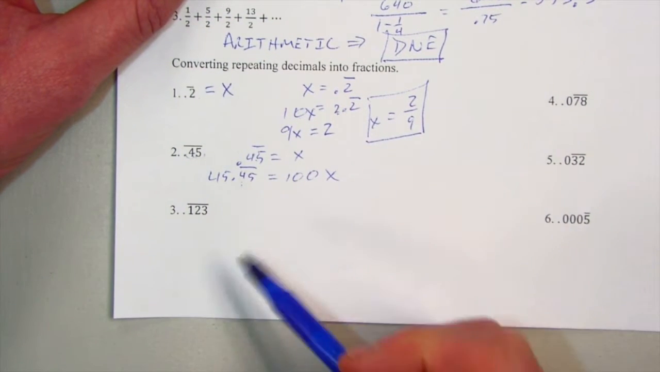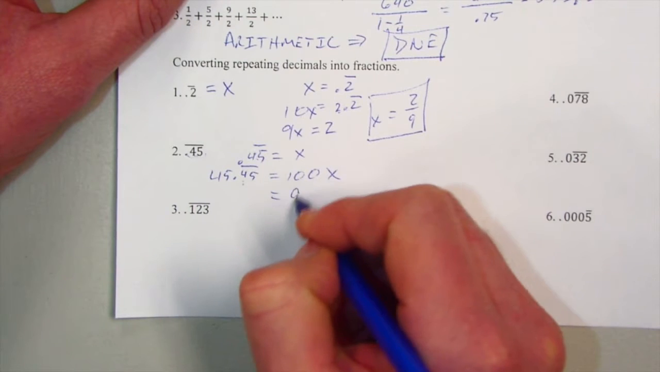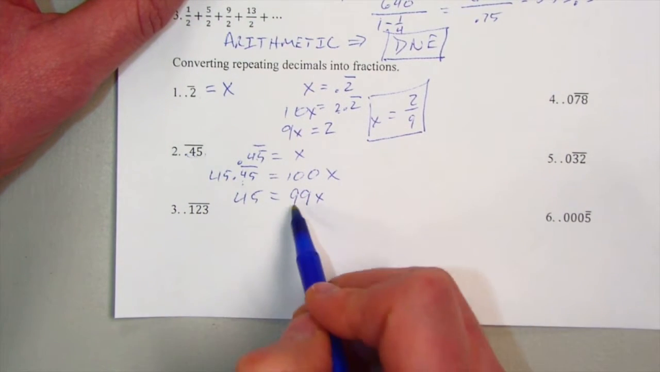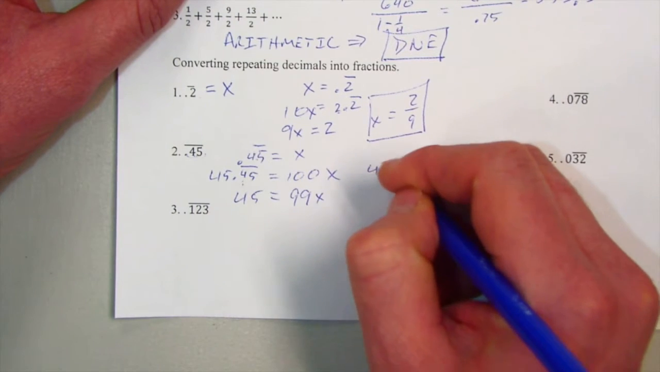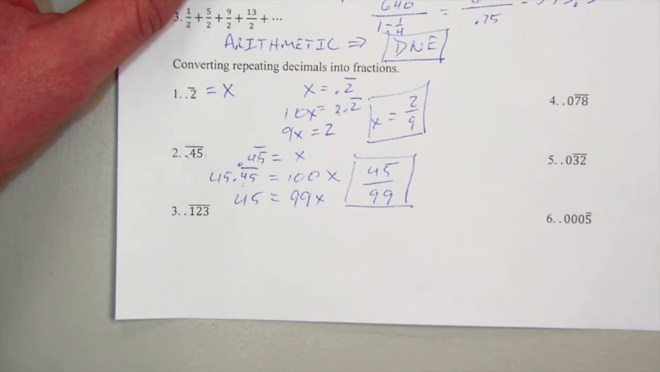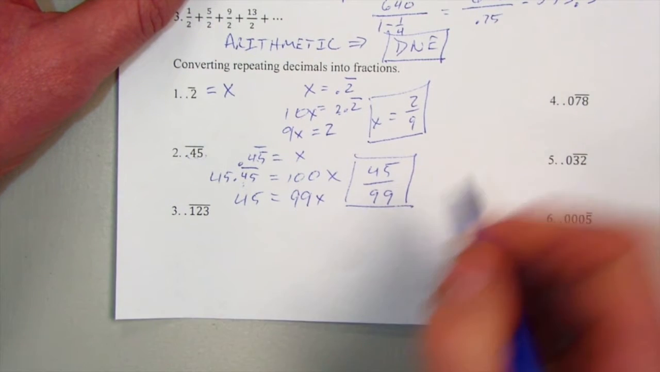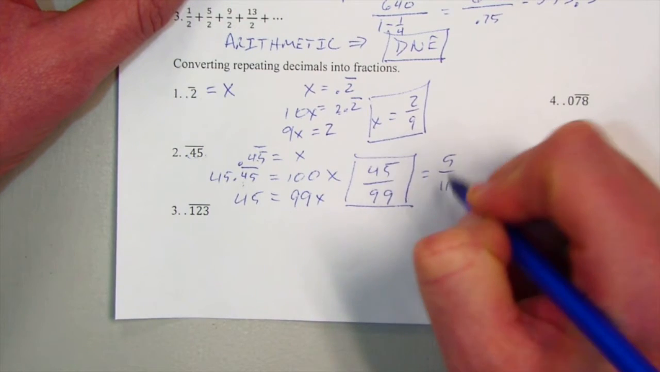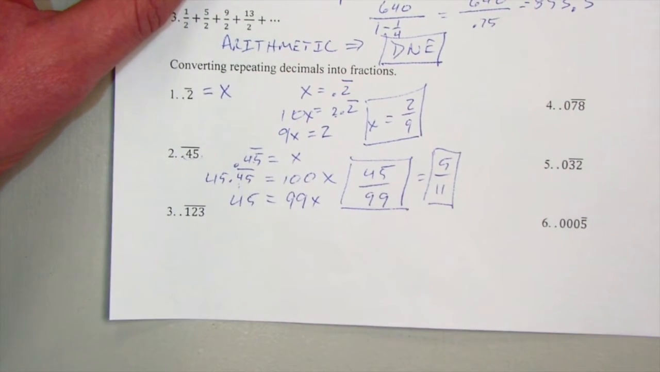And now I can do that subtraction again. Do subtraction, I get 99x. Do subtraction, get 45, like so. Divide by 99, and you get 45 over 99. And you've got your fraction. It looks like it can be simplified. Divide by 9 and get 5. Divide by 9 and get 11. So this one is actually 5/11ths when you simplify it.